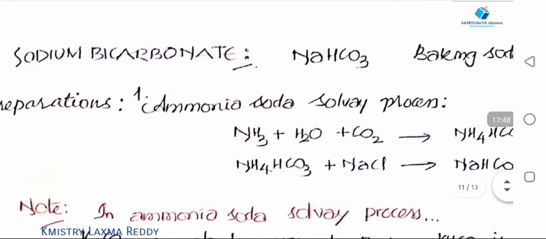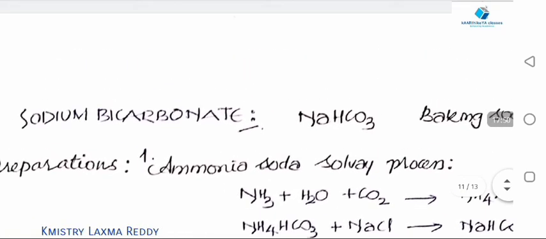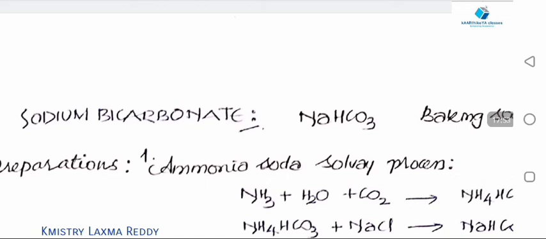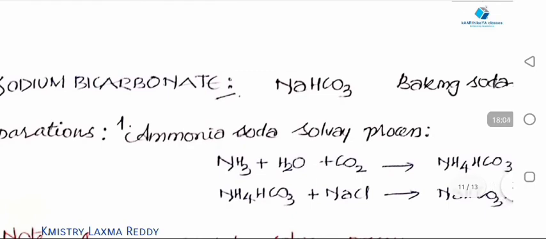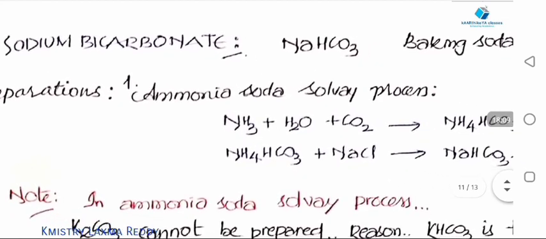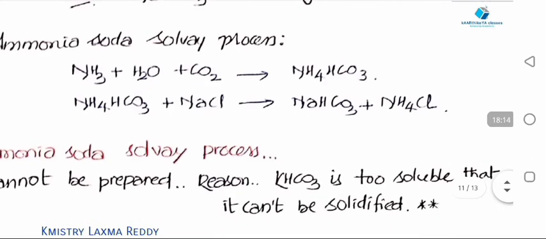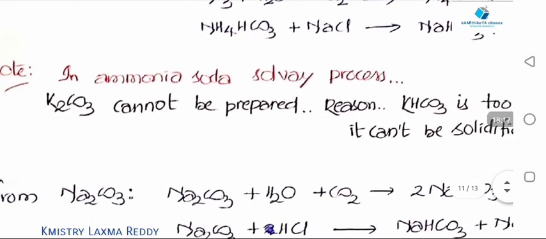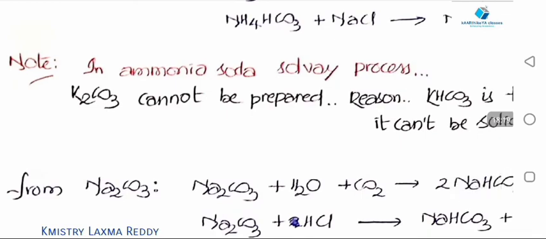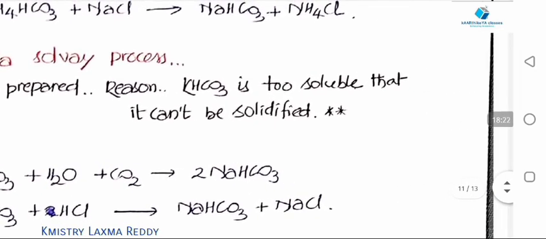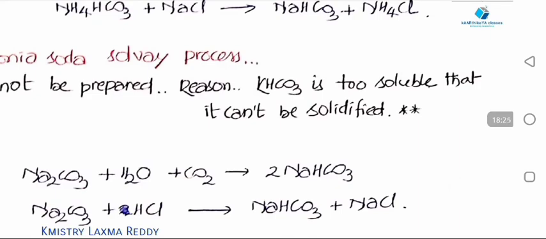Then sodium bicarbonate is NaHCO3. As we were discussing, it is prepared by the same technique. In the ammonia soda process, you stop at the place where sodium bicarbonate is first formed, which on heating gives sodium carbonate. Otherwise, add a little CO2 and water to sodium carbonate, which forms NaHCO3. In the ammonia soda process you can stop at this place because on further heating NaHCO3 you will get Na2CO3. As I was saying, K2CO3 cannot be prepared. Reason: KHCO3 is too soluble to be solidified.